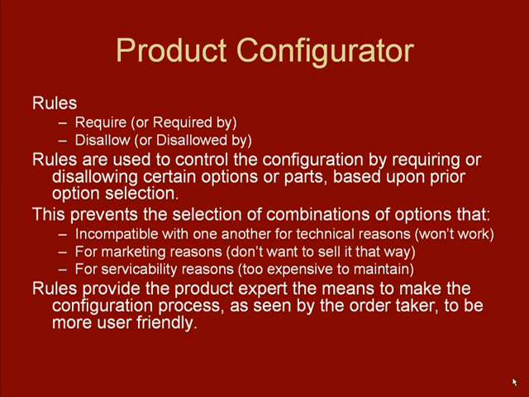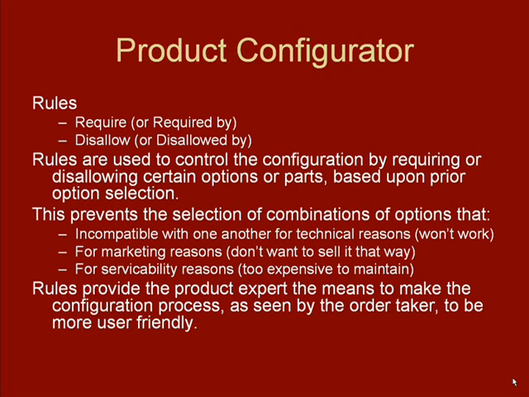Rules are established by your product experts to require or disallow specific combinations of features, or features and options, based upon a choice that's already been made in the configuration session. This tool and functionality prevents the selection of combinations that may be incompatible with one another for technical reasons. You don't want to mix 120 volt parts with a 220 volt system. You wouldn't want to mix diesel components with a gasoline vehicle.